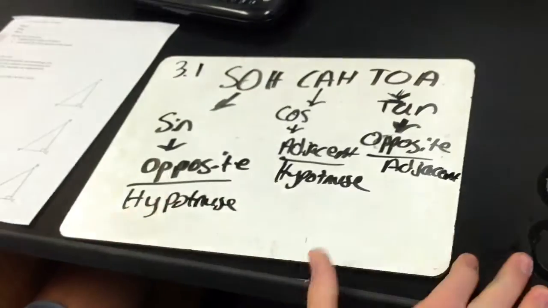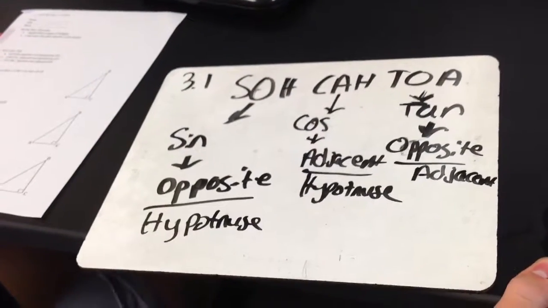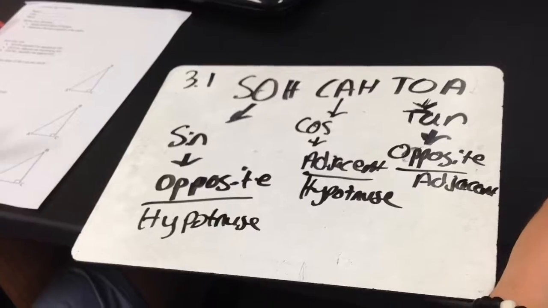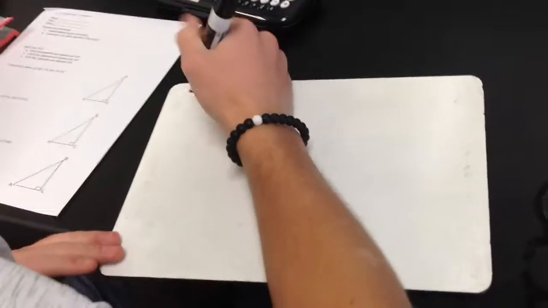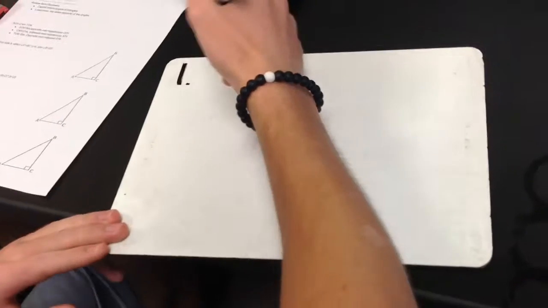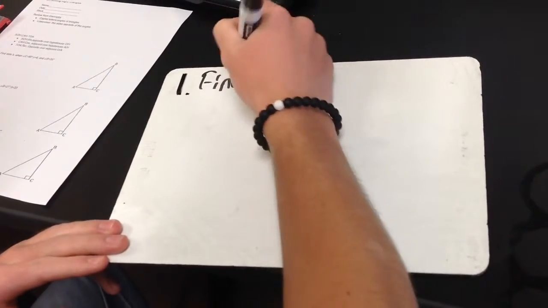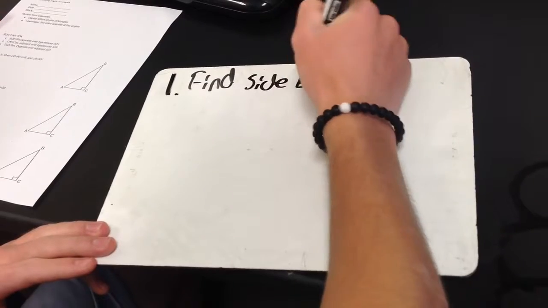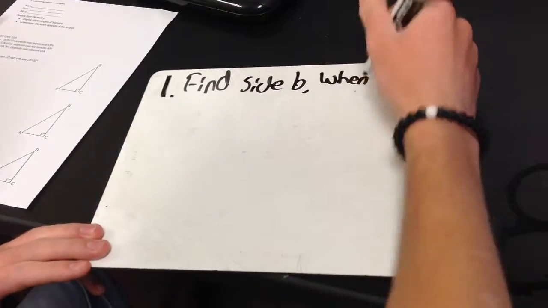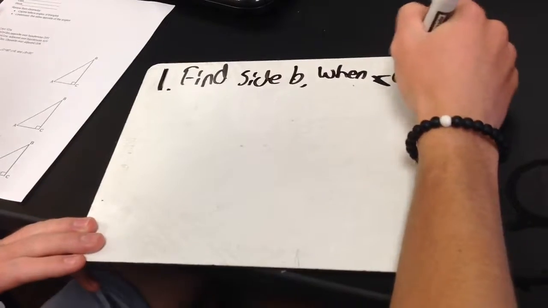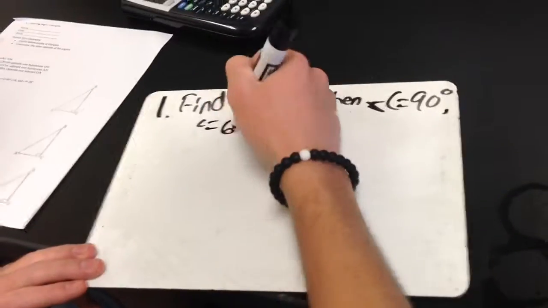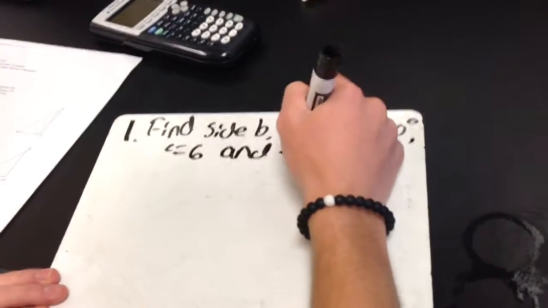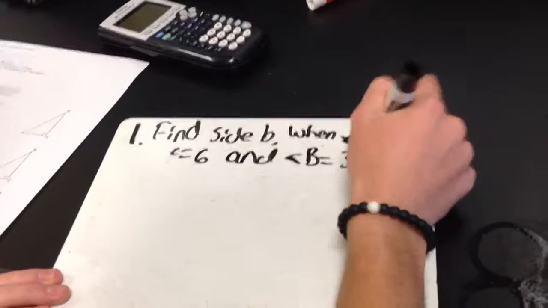Alright, so now we have that, which is our TOA, which is basically the formula that we use in order to solve triangles and find sides and angles. So now, let's get into the worksheet. Alright, so number 1. So it says find side B, when angle C equals 90, little c equals 6, and angle B equals 35 degrees.